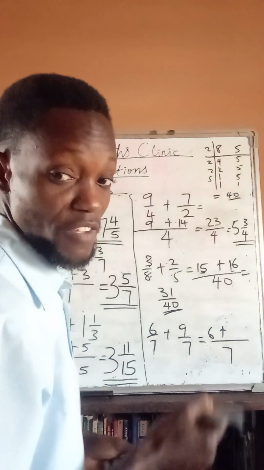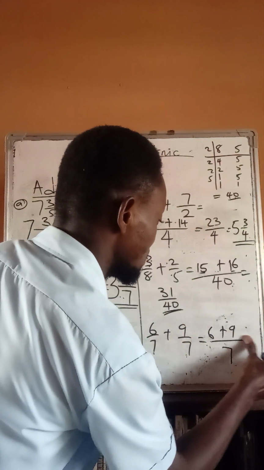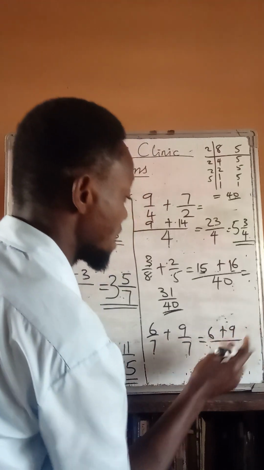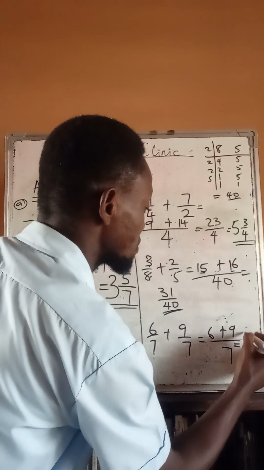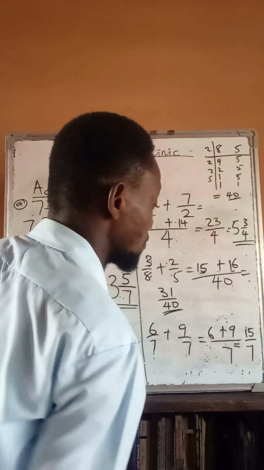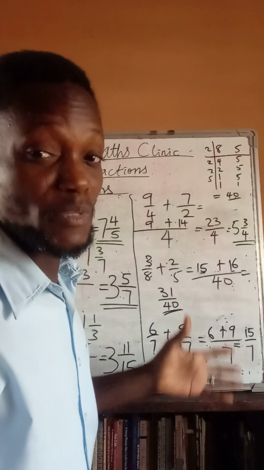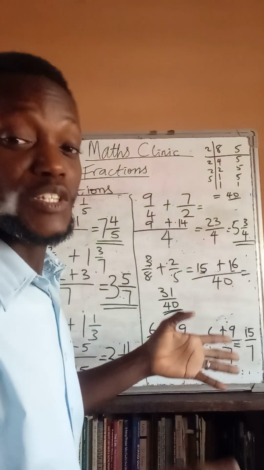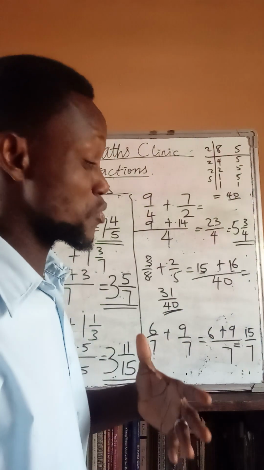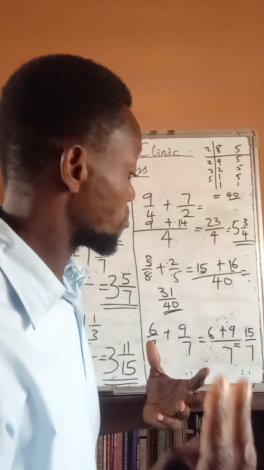7 divided by 7 will give you 1. 1 times 9 will give you 9. So we have the addition of 6 and 9. 6 plus 9 will give us 15 all over 7. As I explained here, you may not see 15 over 7 amidst your options, but the options would have been split down to mixed numbers or mixed fractions.